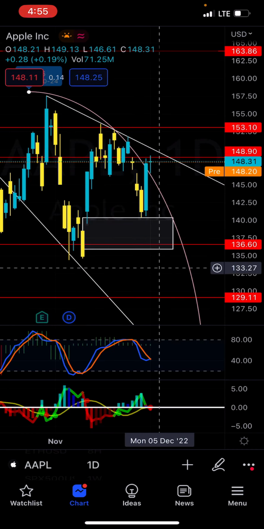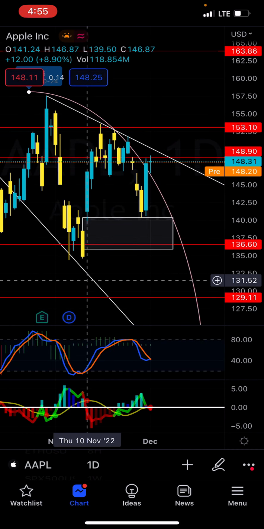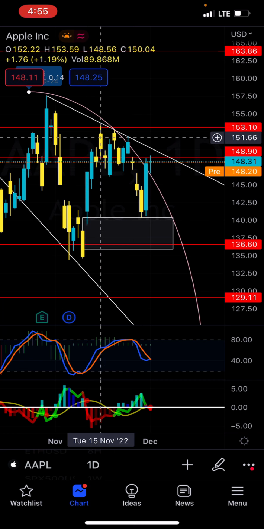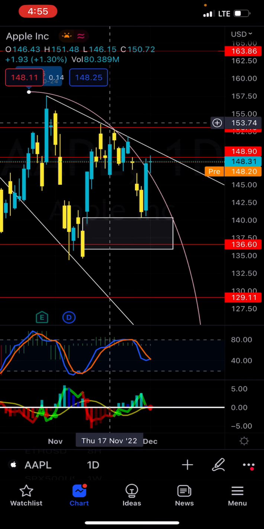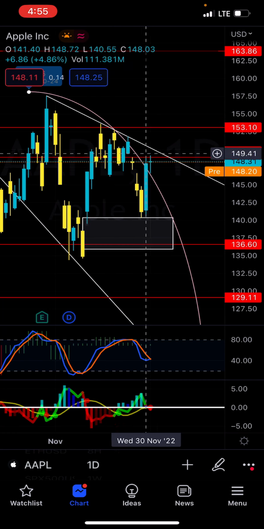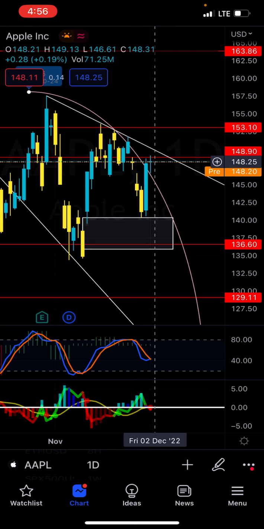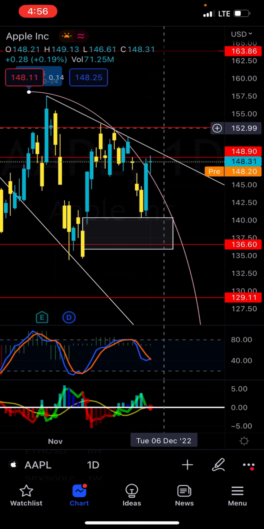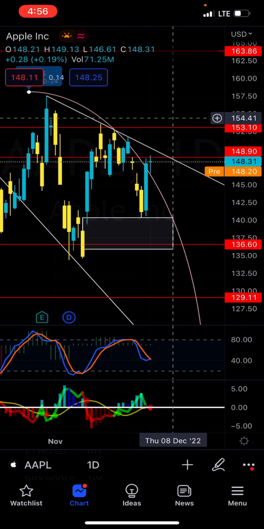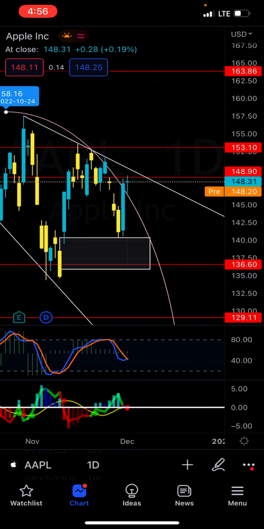Apple, same thing. You just closed a bullish day on Apple. Last time that happened, you ran from 146 all the way to 153, so like $7. So 7, 8, 9, 10, 11, 12, 13, 14, 15. You can probably go back to 155, 153. It looks like that's what's going to happen with Apple.